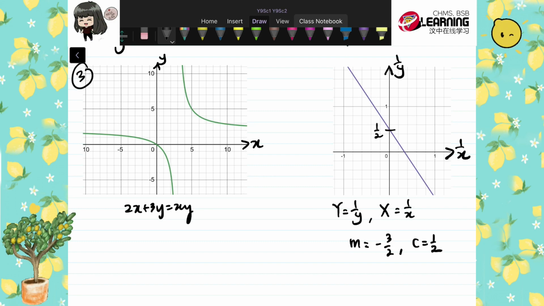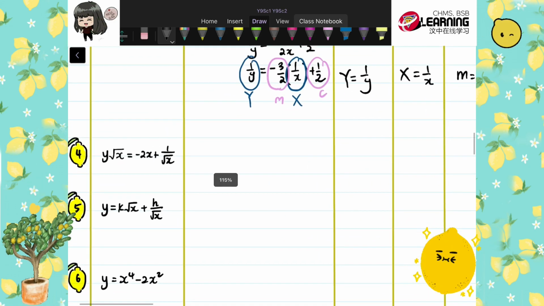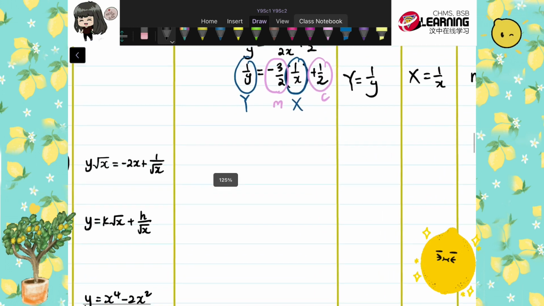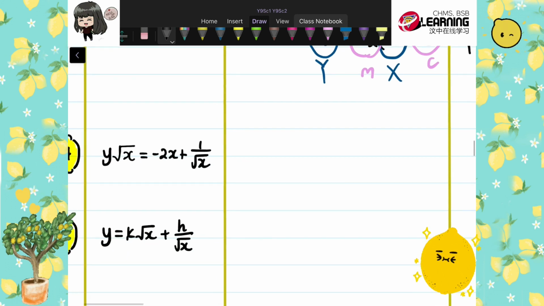Right? Yes. Okay, I'm going to do number 4 and number 5. Okay, so number 4 now involves square root x. So what I'm going to do here is I'm going to times all this with square root of x.